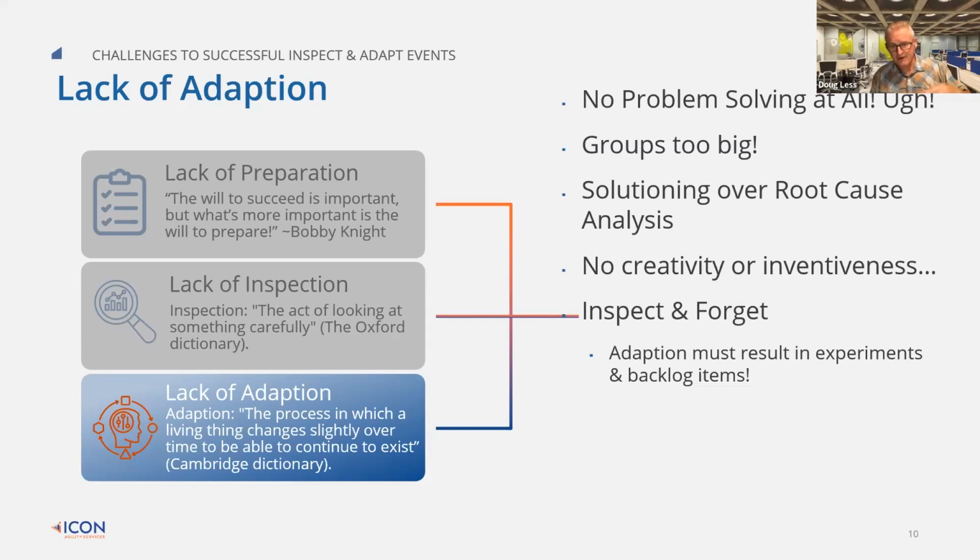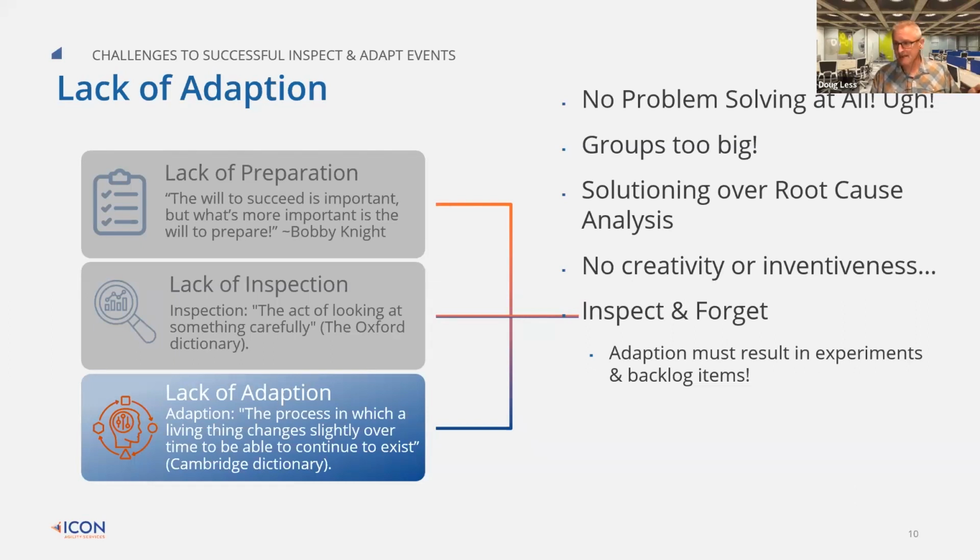So those are my 3 areas: lack of preparation, lack of inspection, not actually looking at things carefully, and the lack of adaptation, where you're not actually making changes to enhance your product, enhance the system that is developing the products, grow in maturity, and make changes. Make powerful, audacious changes that can actually help you improve in the long run.